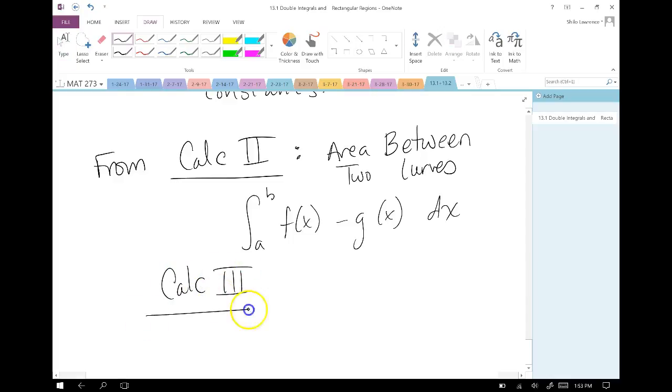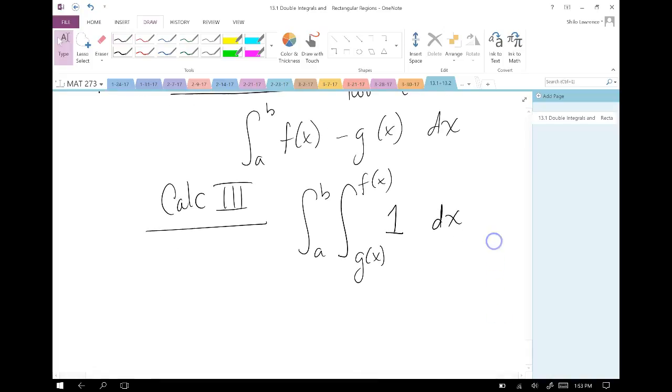So now in Calc 3, really what we can do is we can say a to b, g of x to f of x, 1 dx. Because what's the antiderivative of, and actually this is going to be dy dx, sorry, hold on.